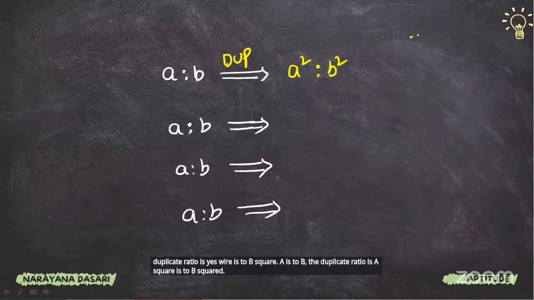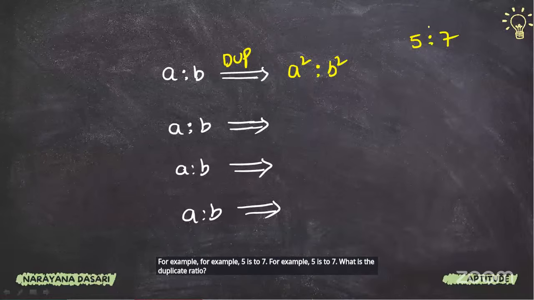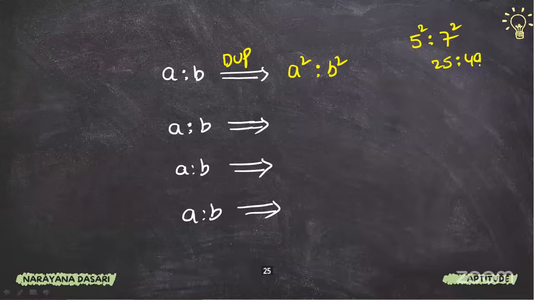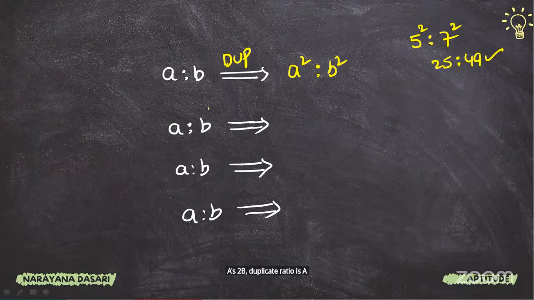For example, 5 is to 7. What is the duplicate ratio formula? A square is to B square. 5 square is how much? 25. 7 square is how much? 49. The answer is 25 is to 49. Just remember only formulas, guys, here. A is to B, duplicate ratio is A square is to B square.